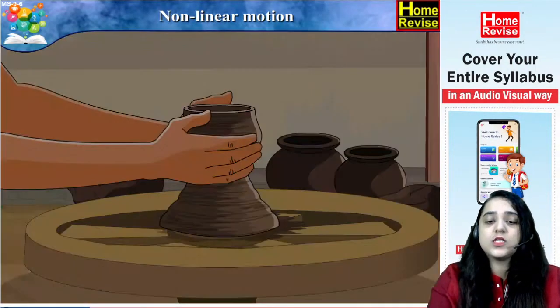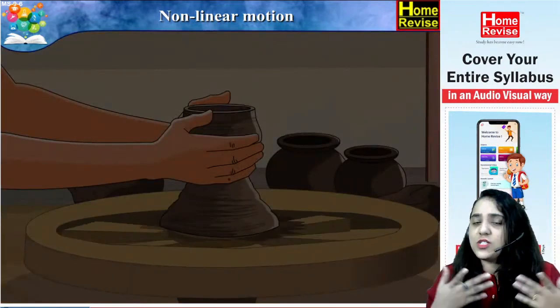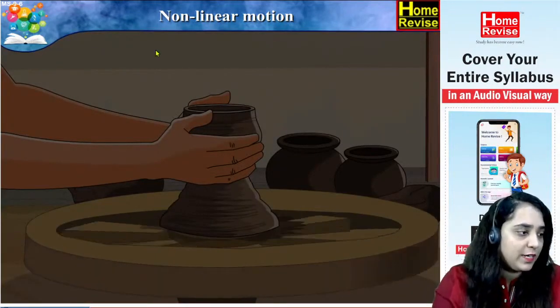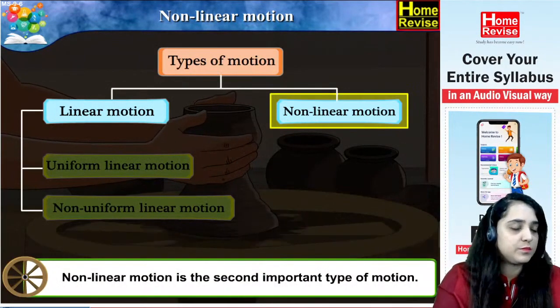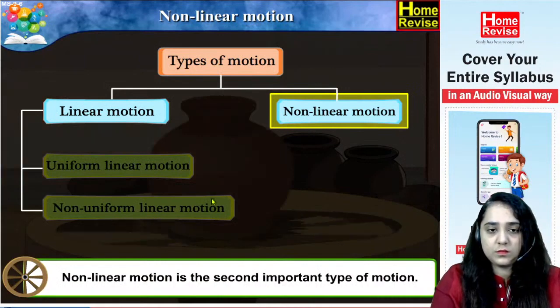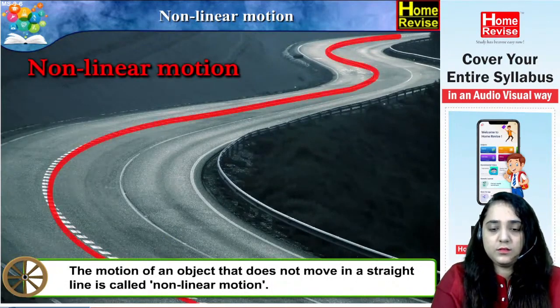Non-linear motion. So as I know, linear मतलब straight line. तो non-linear का क्या मतलब होगा? जो straight line में नहीं हो रहा है. We call it as a non-linear motion. Yes. Okay. Everybody pay attention. This is the second important type of motion. The motion of an object that does not move in a straight line is called non-linear motion.